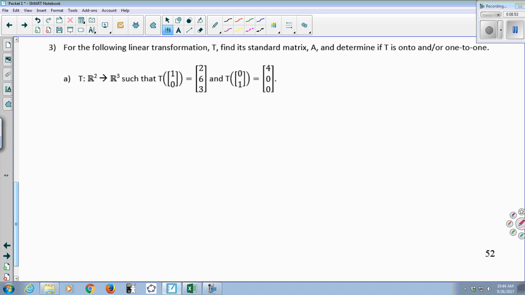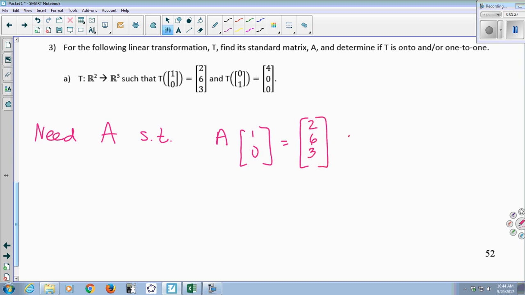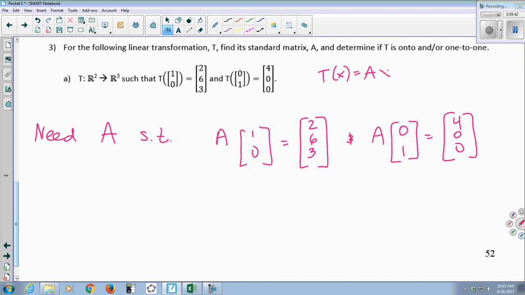All right, so here I have a linear transformation. It goes from R2 to R3. I've got a little bit of information about it. I want to find its standard matrix and determine if it's one-to-one and or onto. Okay, so standard matrix A. I need an A such that A times the vector 1, 0 gives me the vector 2, 6, 3. And when I take that A and multiply it times the vector 0, 1, I get the vector 4, 0, 0. I'm looking for T of x equals Ax. That's what the standard matrix is.